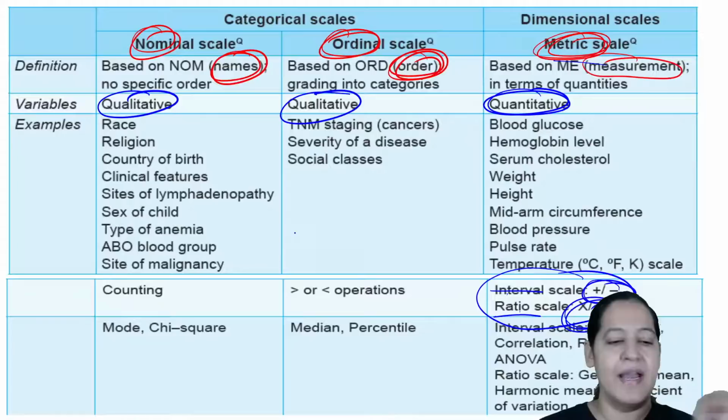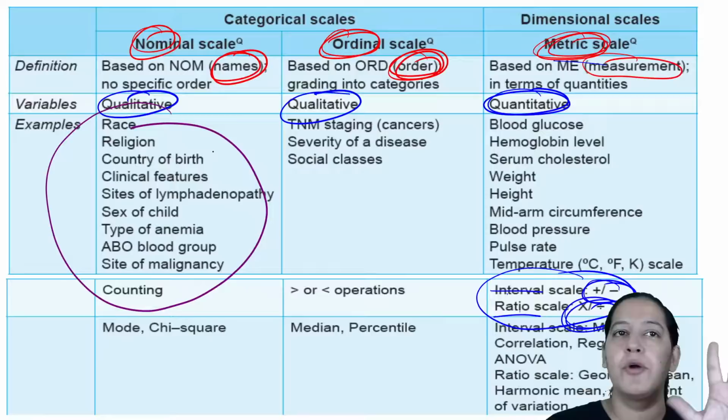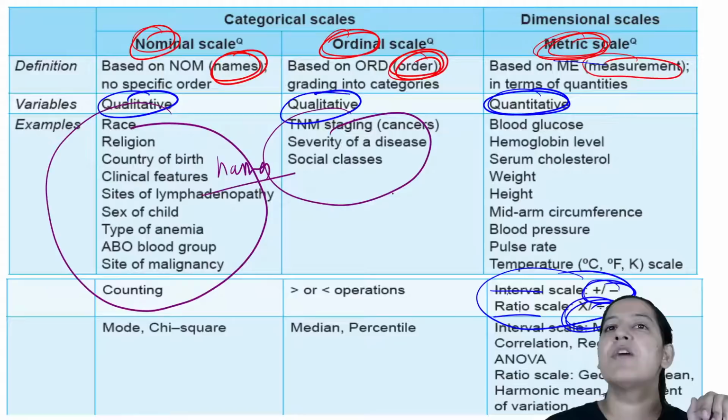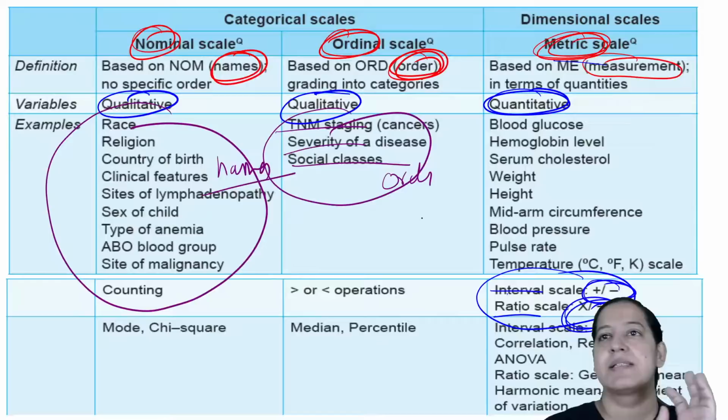And these are the examples you can see here. All these examples are of nominal. Only names are possible. No quantities, no order. These are examples of ordinal. There is a particular order. TNM staging 1, 2, 3, 4. Severity, mild, moderate, severe. Social class, low, middle class, high, upper high, like this. There is an order.